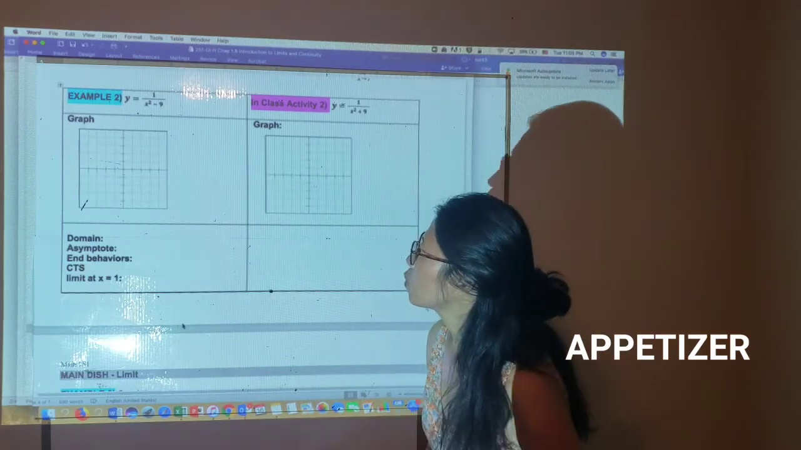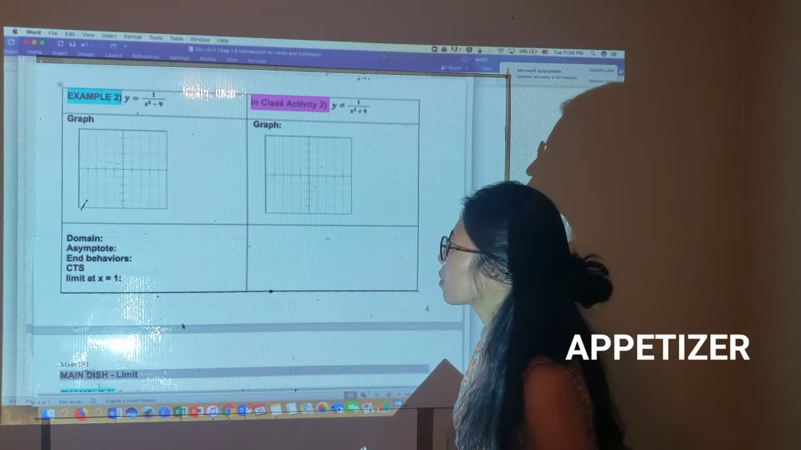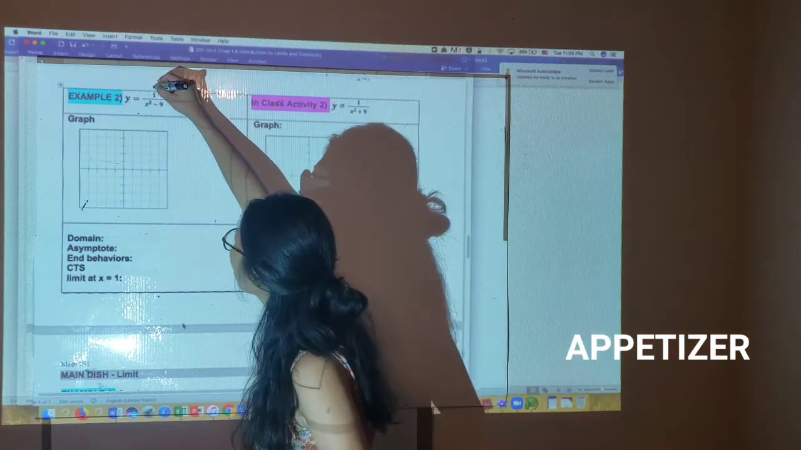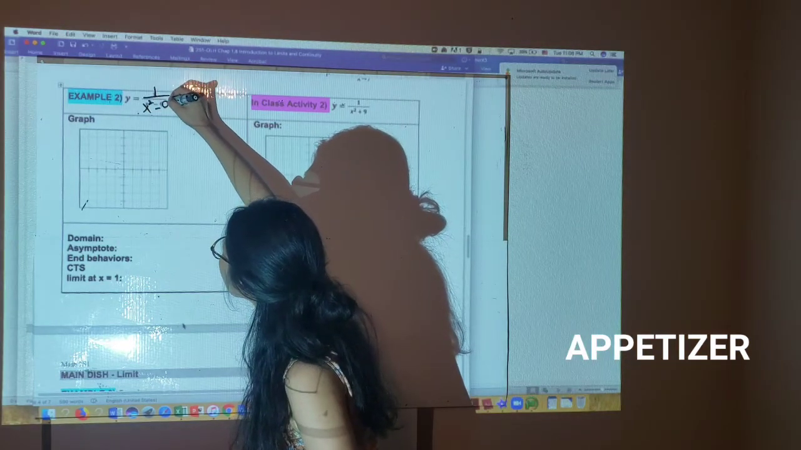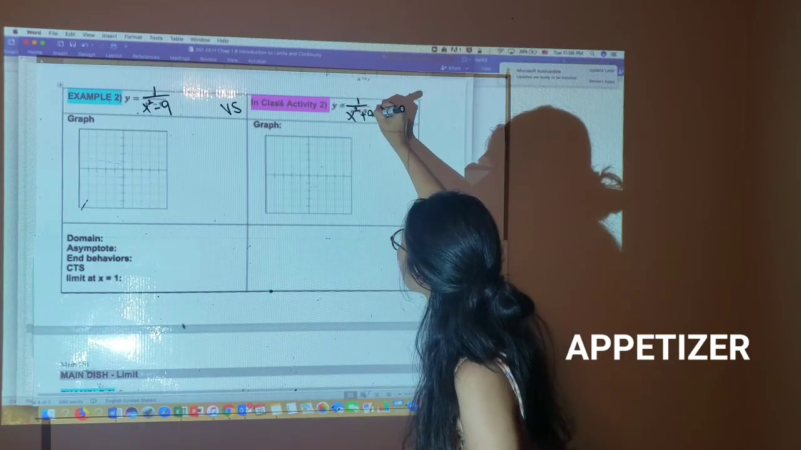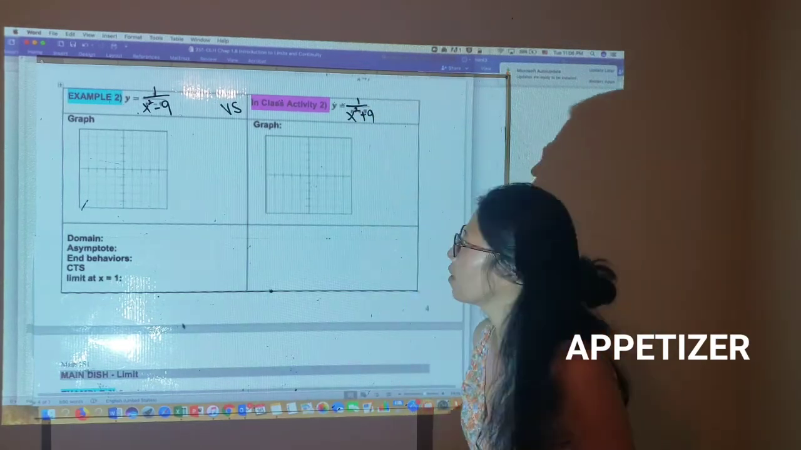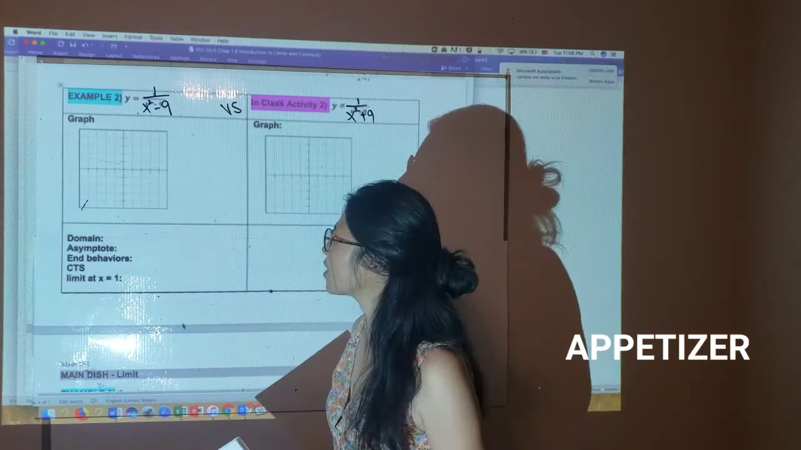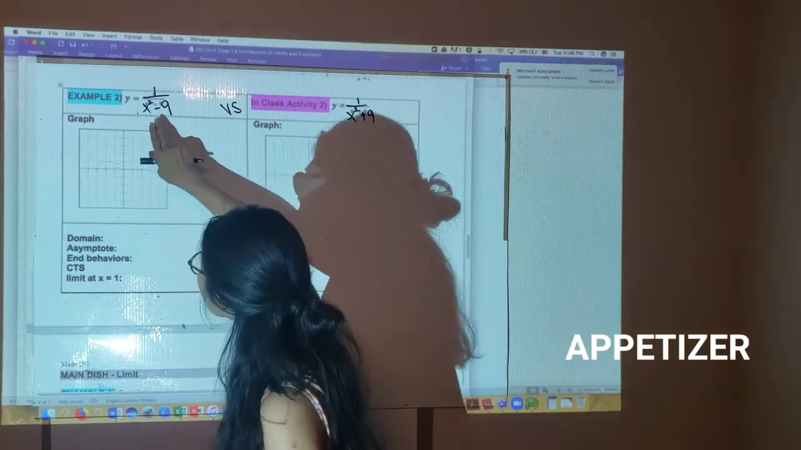So class, let's continue our appetizer of example 2, and we are going to study the next 2 questions. This time I want to compare 1 over x squared minus 9 versus 1 over x squared plus 9. It seems like we saw something similar, so that's why it's going to be in class activities. I want to try. So how do we graph this one?